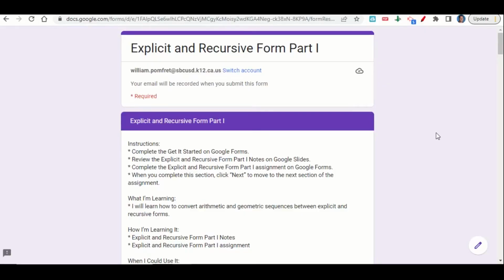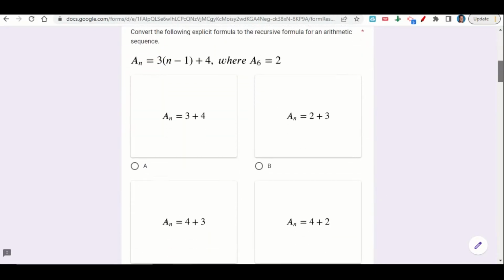Let's take a look now at the explicit and recursive form part 1 assignment. The assignment begins with the learning goals and success criteria. If we scroll down, we can see the questions. So we're told that we're going to be converting from explicit to recursive. It says A sub n is equal to 3 times n minus 1 plus 4. So we should notice that the common difference is 3 and A1 is 4. And it tells us that A6 is 2.